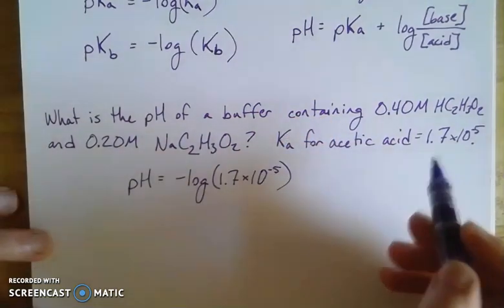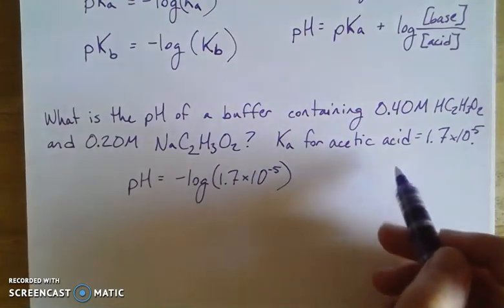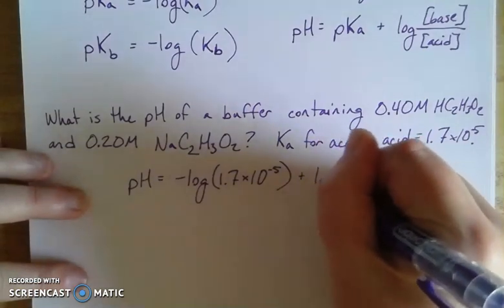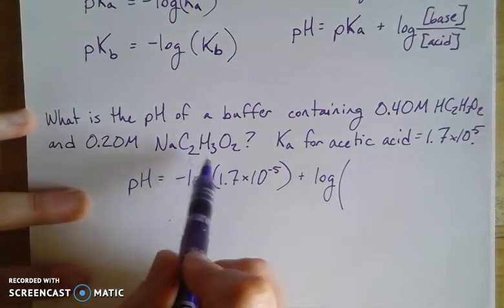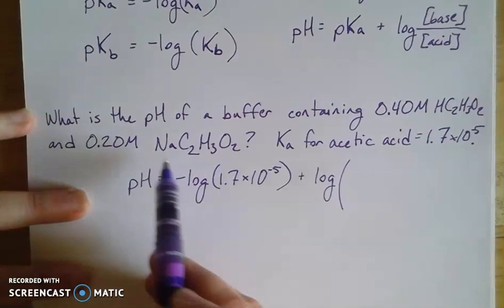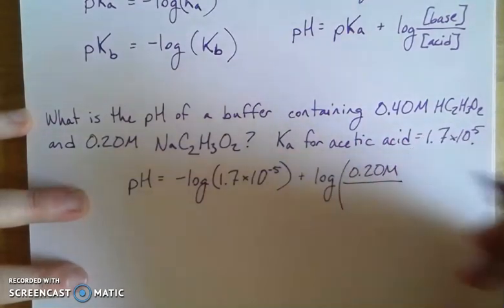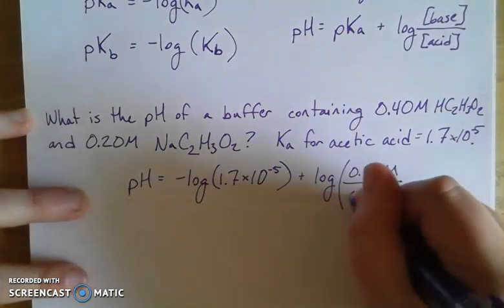Again, that's given to you or easily look-up-able if we're thinking about normal, everyday, weak acids. There are tables for such things. Then we add to that the log of the concentration of my base, which, the conjugate base for acetic acid, is the acetate ion. This is 1:1, so the concentration of the salt is equal to the concentration of the acetate ion by itself. So we'll have the 0.20 molar here over the concentration of my acetic acid.